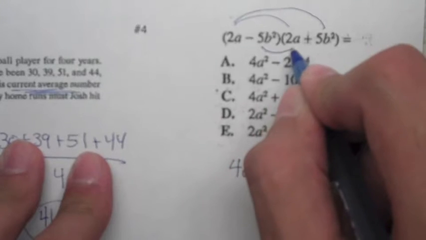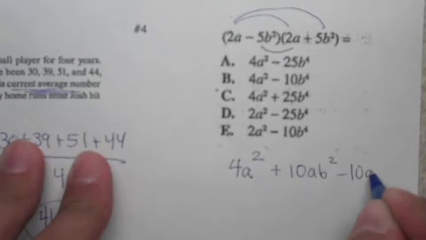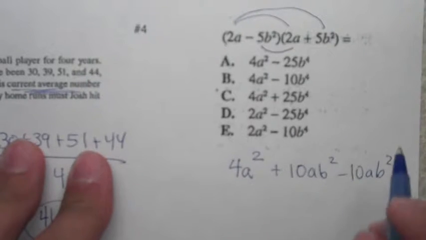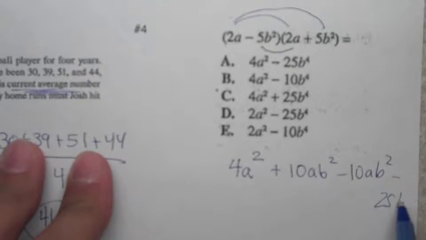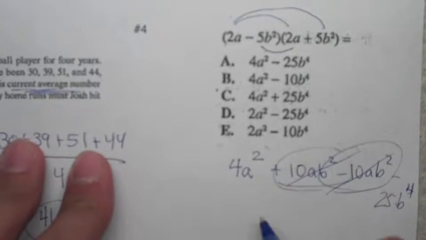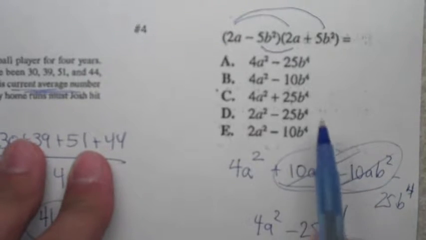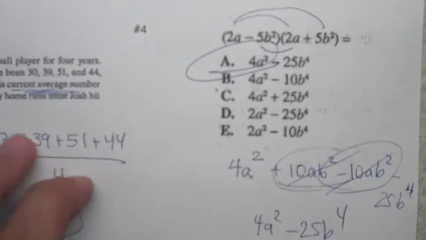Then we multiply this guy. You get negative 10, so minus 10, still the same thing, ab squared. And finally, we have minus 5 times 5 is 25, b to the 4th power. B squared times b squared makes b to the 4th. So my minus 10ab's are going to cancel each other. I end up with just 4a squared minus 25b to the 4th power, which it appears is choice A on that one.